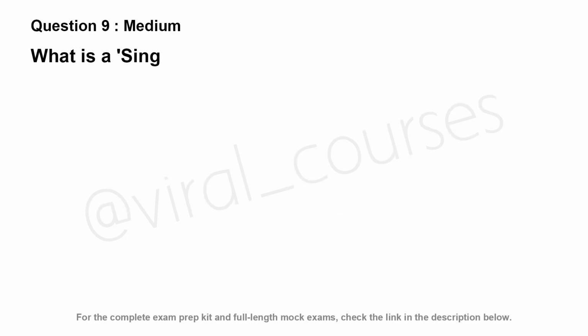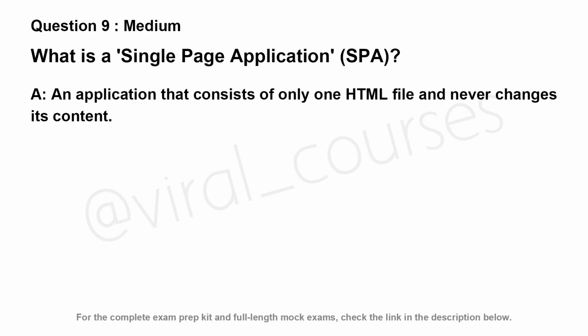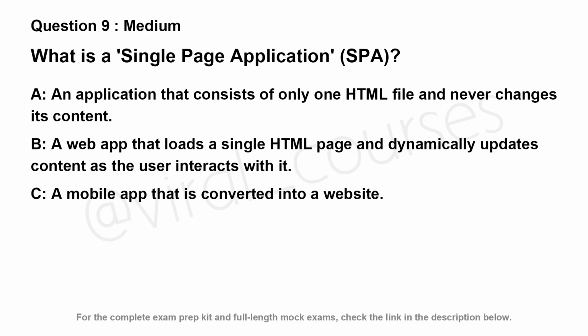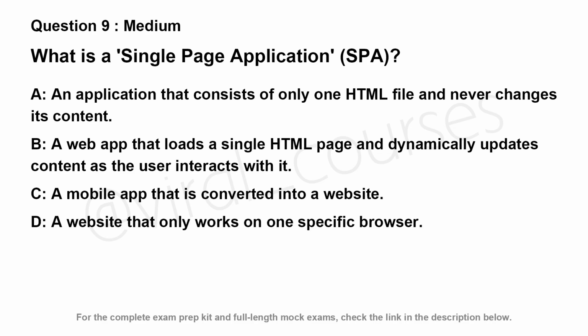What is a single-page application, SPA? Option A. An application that consists of only one HTML file and never changes its content. Option B. A web app that loads a single HTML page and dynamically updates content as the user interacts with it. Option C. A mobile app that is converted into a website. Option D. A website that only works on one specific browser.